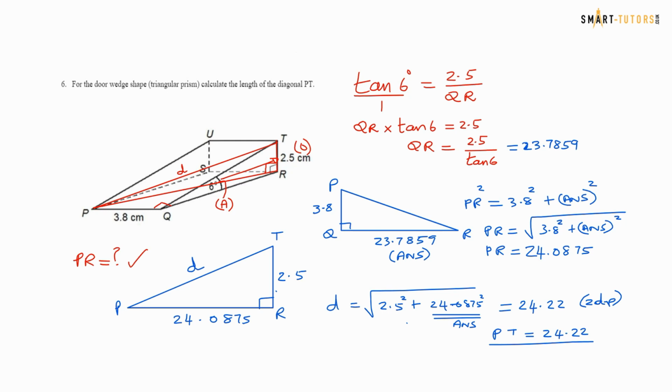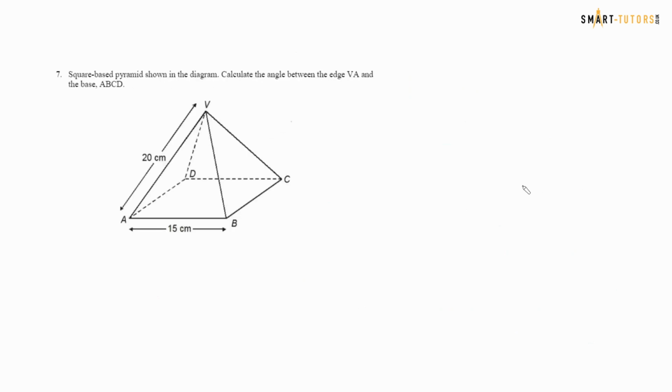Question number 7. A square base pyramid is shown in the diagram. Calculate the angle between the VA and the base. So let me draw that one. The visualization part is the hardest part. VA, so VA is the line here. And ABCD is the bottom base, right?